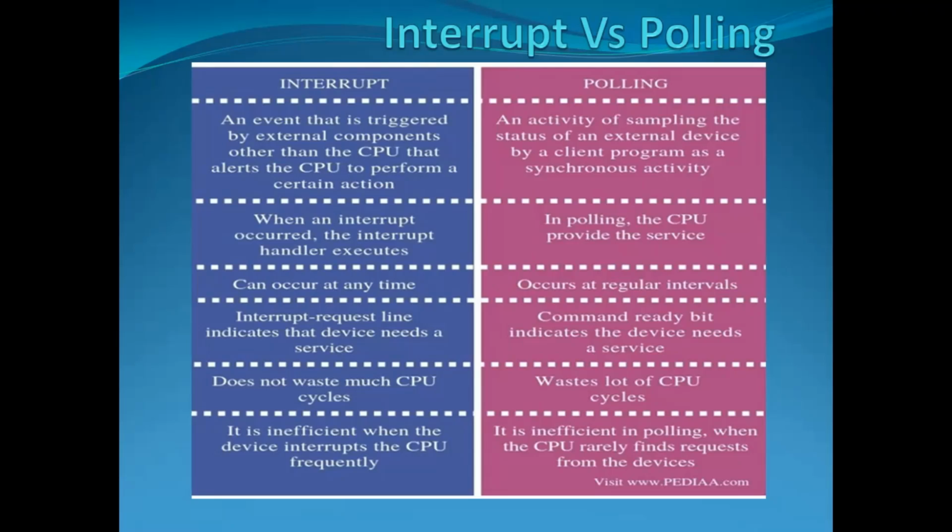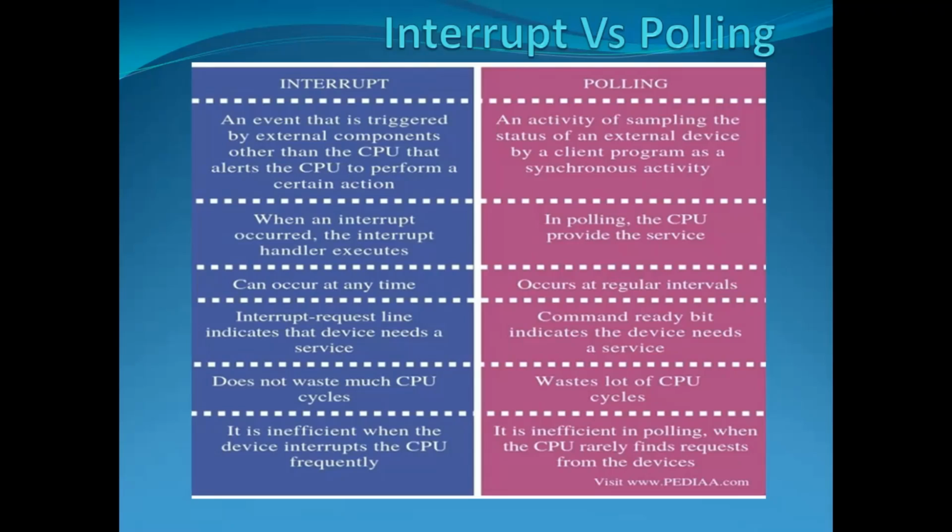In the interrupt, it is inefficient when a device interrupts the CPU frequently. Why is it said to be inefficient? Because whenever the interrupt occurs, an interrupt handler executes the instructions. That means it demands control from the CPU, and the CPU or microcontroller at that time stops the execution of the current process and gives the control to the requesting process. So this interrupt will stop the current execution, and this is not good for improving the efficiency of any machine.